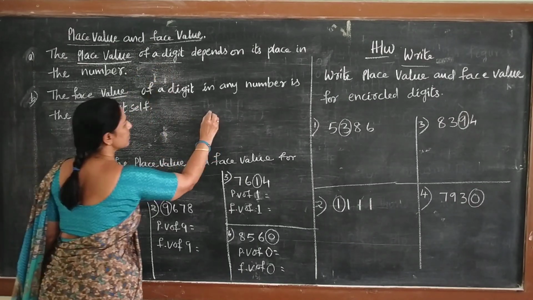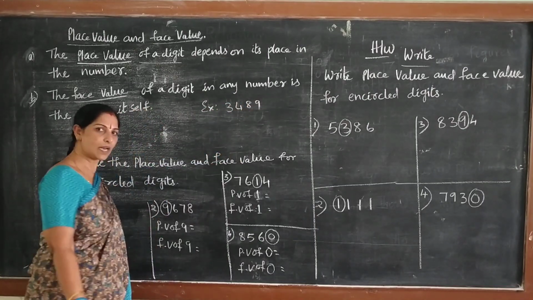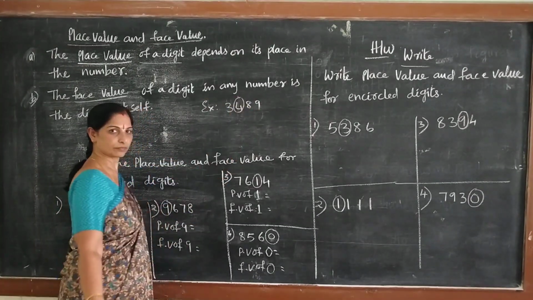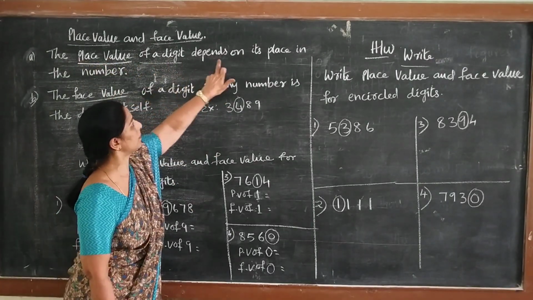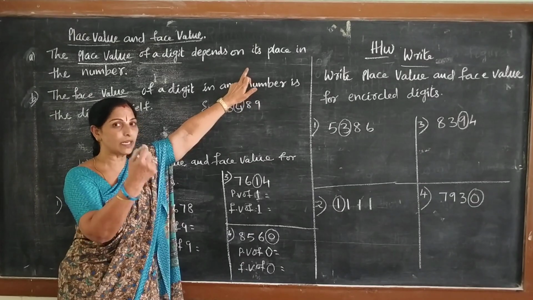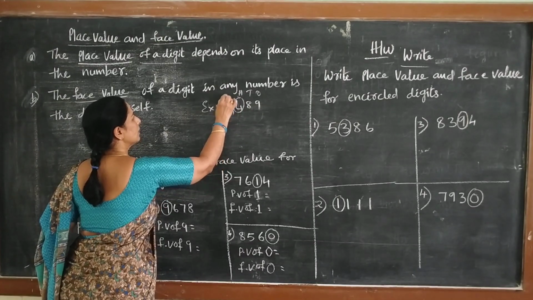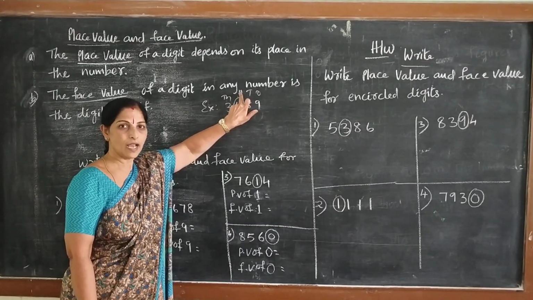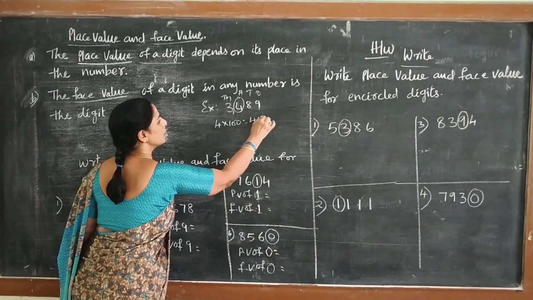Here, for example, I will show the example, children. Look, 3, 4, 8, 9. This is a number. I want to know the place value of the 4. The place value of a digit depends on its place. Yesterday in the previous class you learned the place values, how to write a number. Ones, tens, hundreds, comma, thousands. Now, 4 is in hundreds place. So, 4 into 100, its place value is 400.